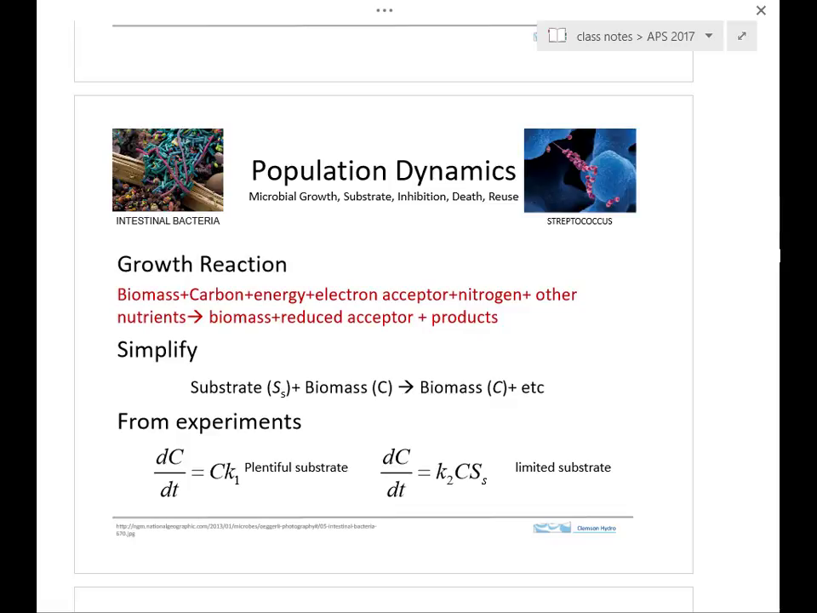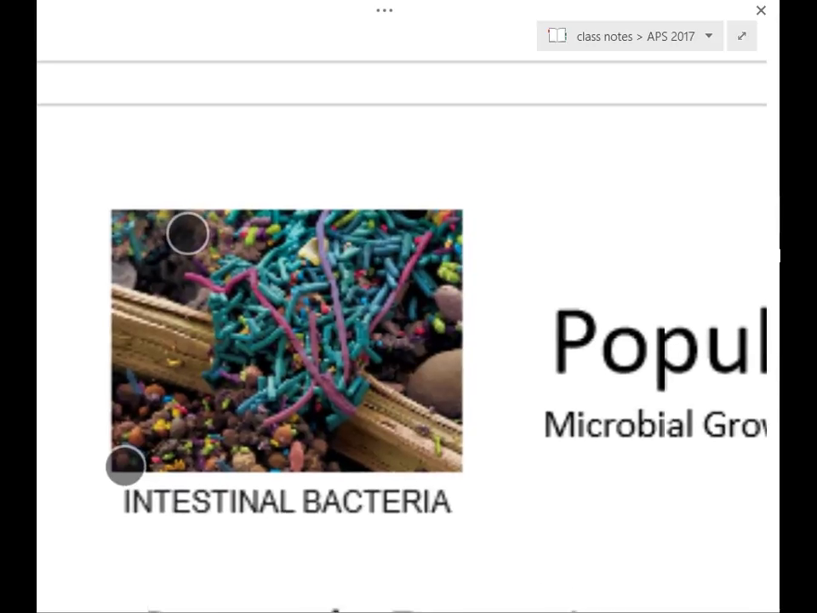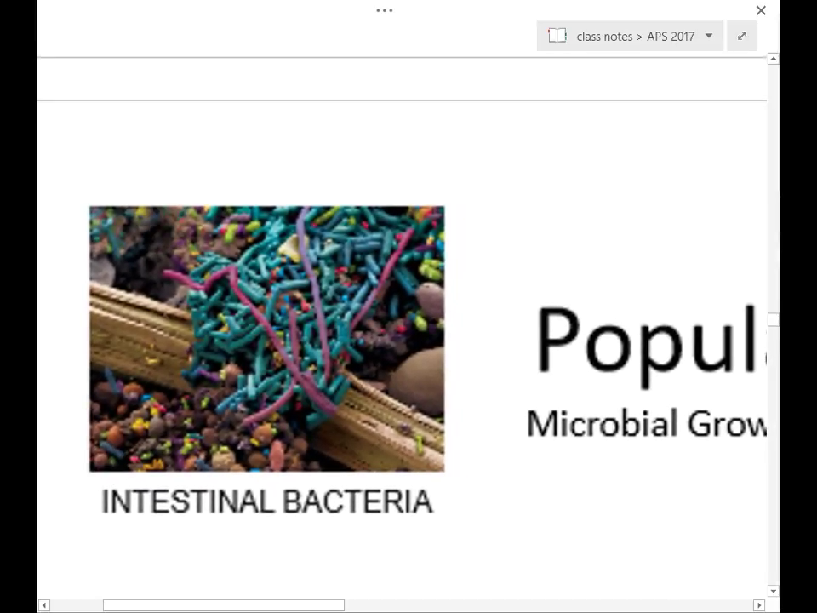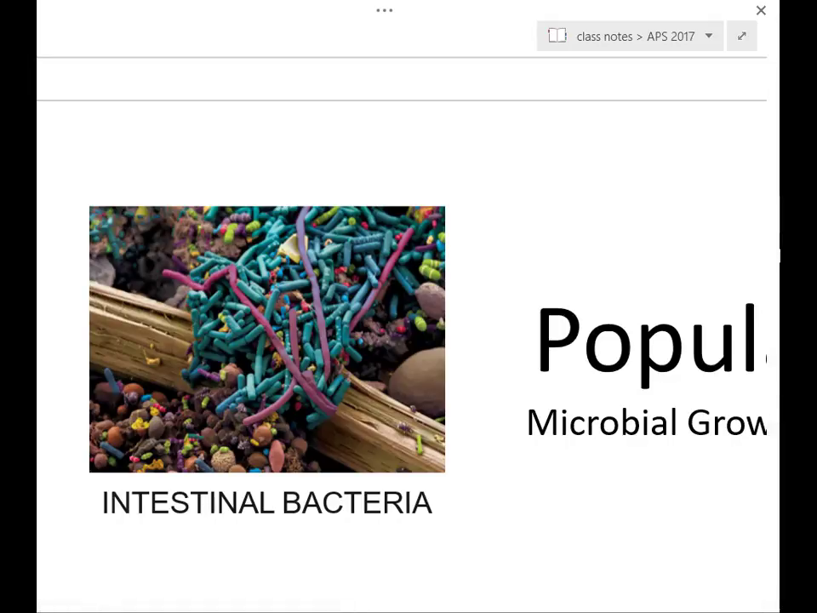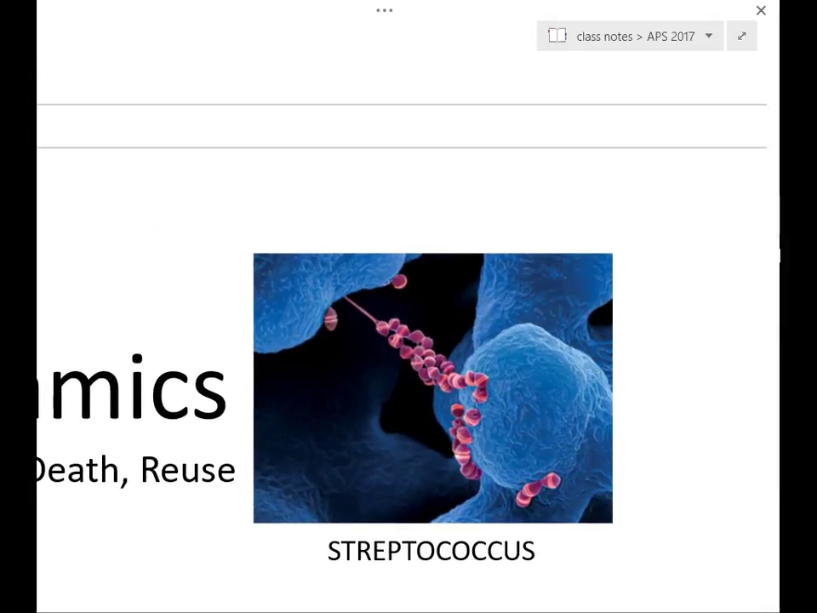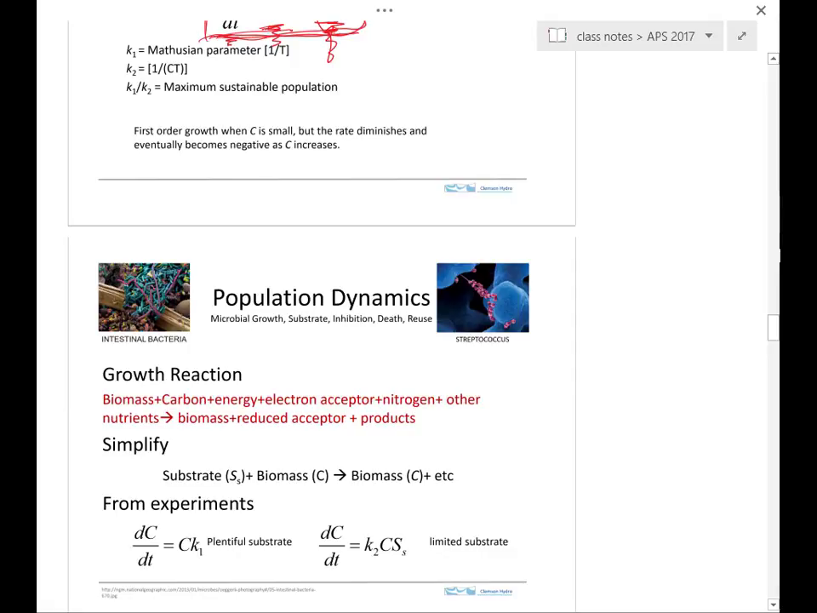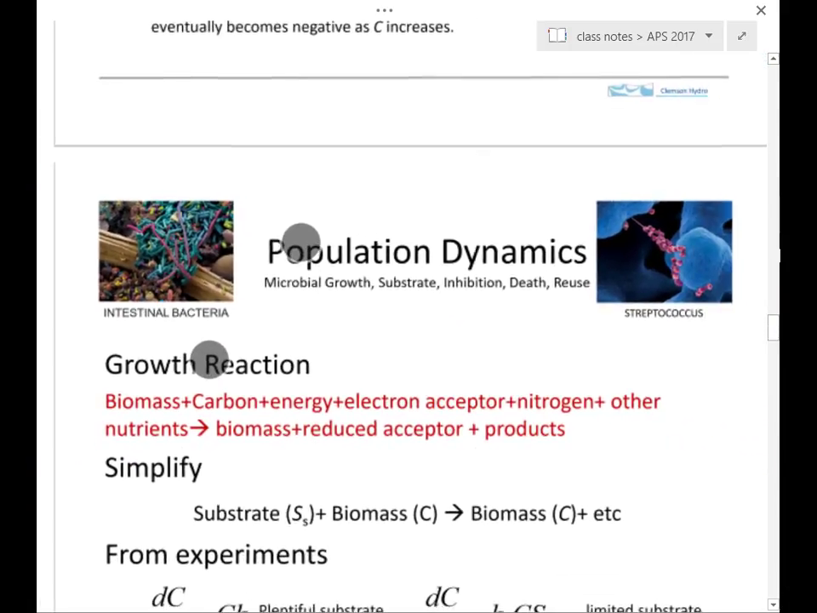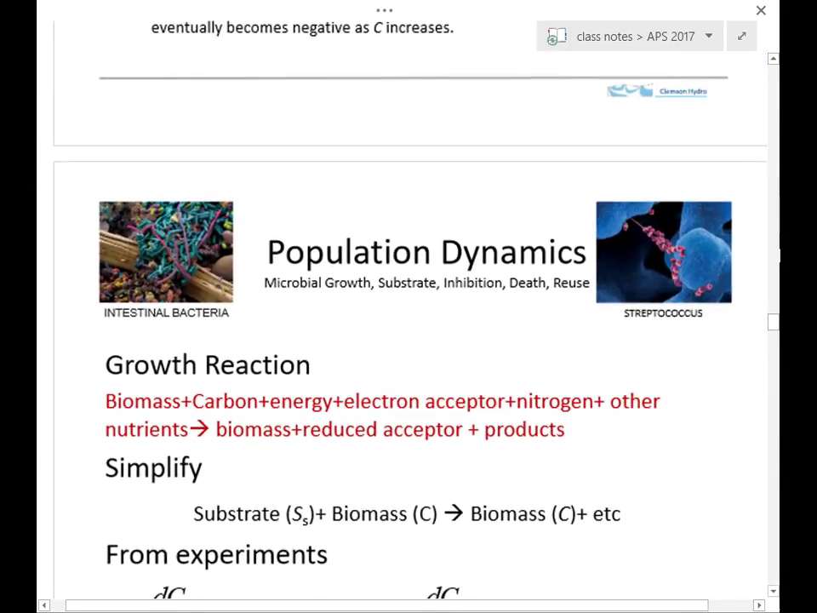Another thing that we would be interested in is looking at the population dynamics of microbes. Here's some nice pictures. I just recently saw pictures like this where the microbes are imaged and given nice colors. This is, I guess, the microbes in your intestines. And here's some other ones. They're Streptococcus. Pretty cool. And so we're interested in understanding the dynamics of those guys as a population.